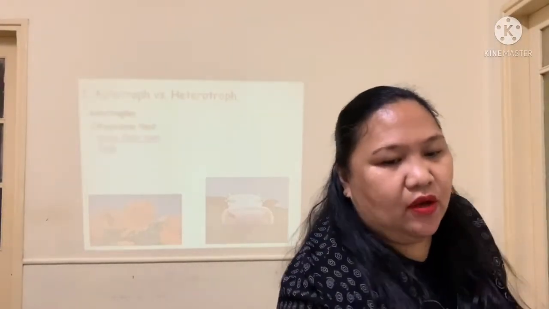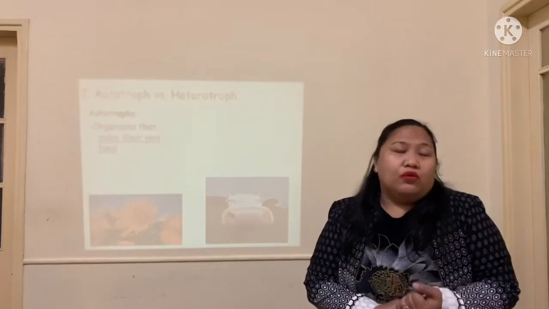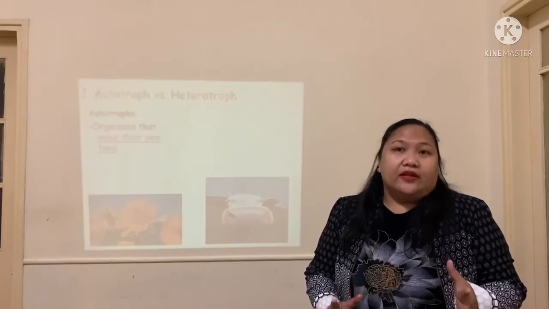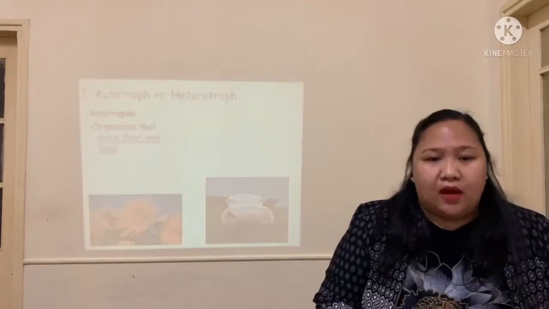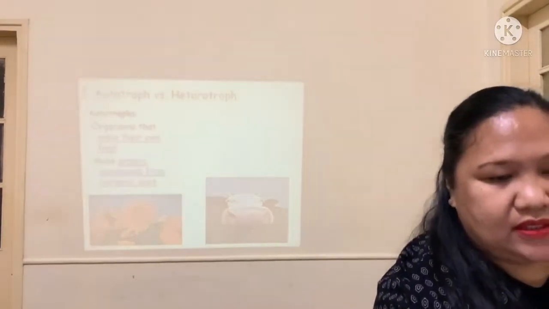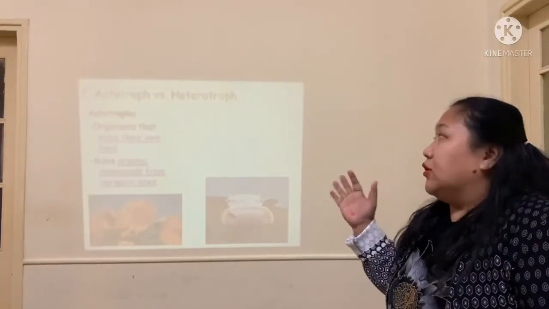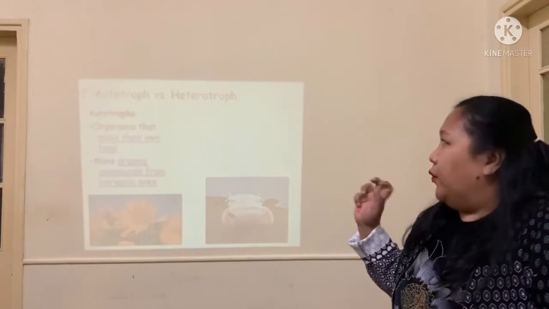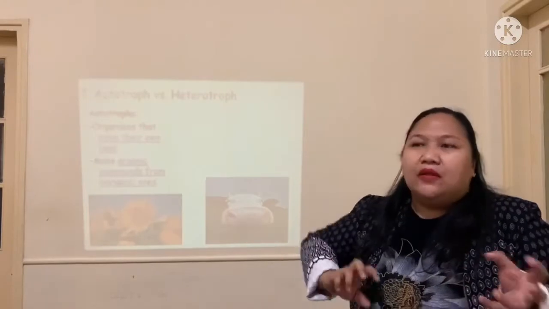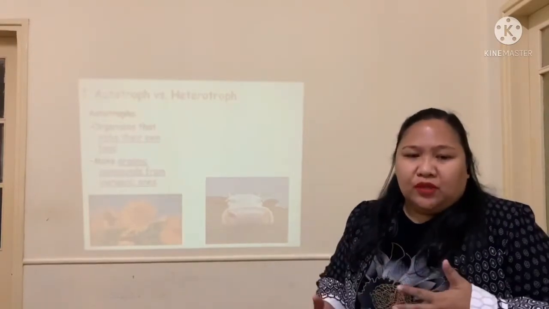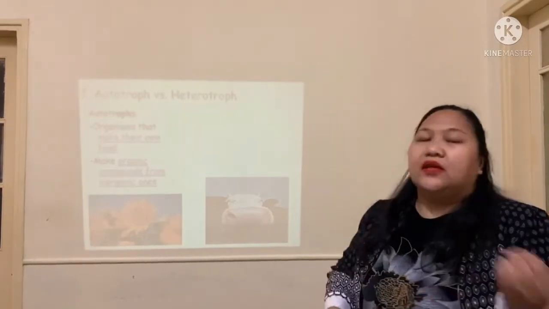So when you say autotrophs, these are the organisms that make their own food. In short, they are the producers. They make organic compounds from inorganic ones. So those are the definitions of autotrophs. These are the plants which make their own food, and they also make organic compounds from inorganic ones. As we move on with the topic, you'll know later on what these organic compounds from inorganic ones are.